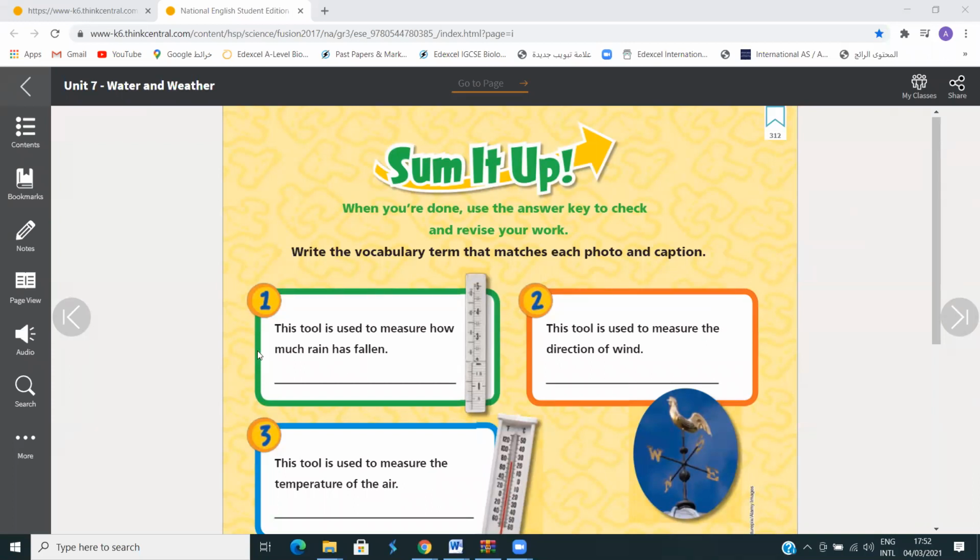Okay, Abdullah Omar, number two. This tool is used to measure the direction of wind. Wind vane. Wind vane, thanks.